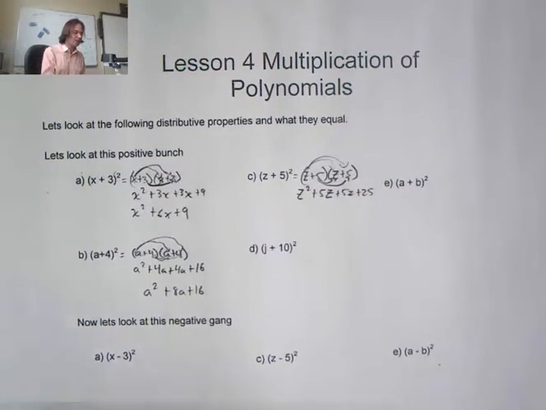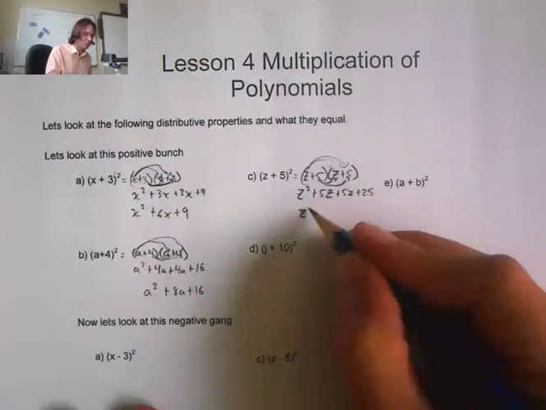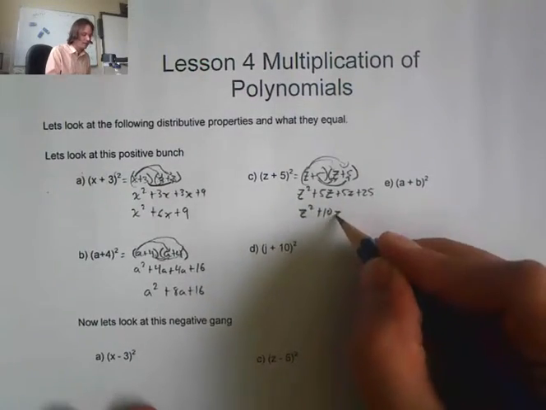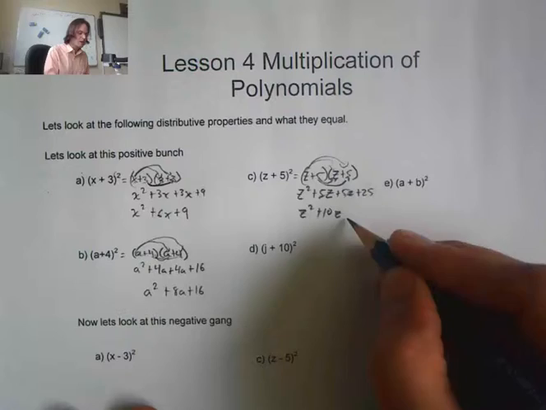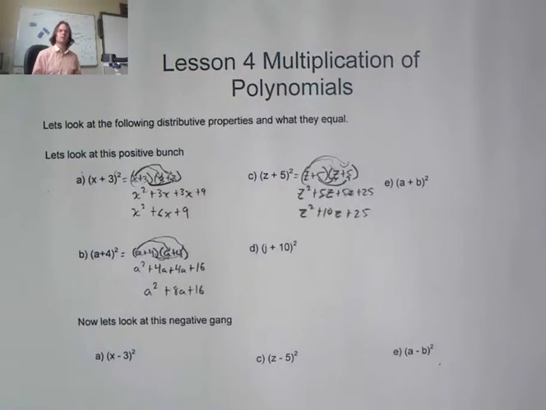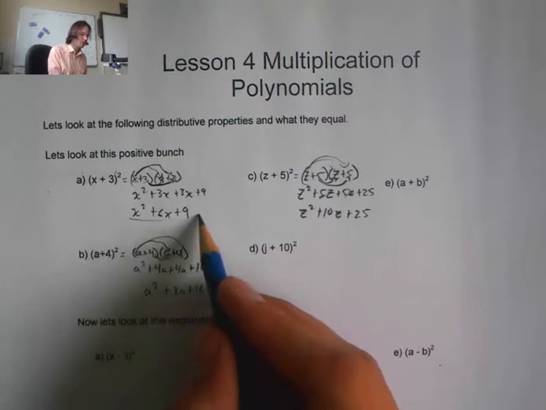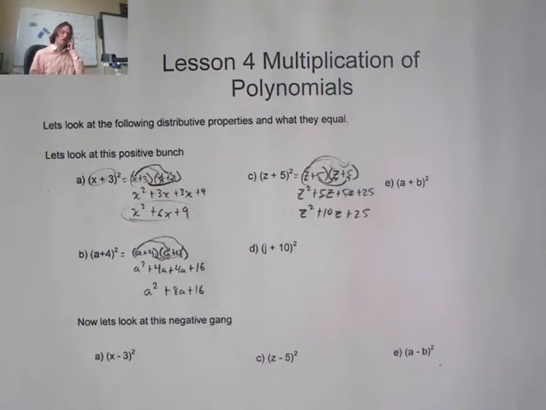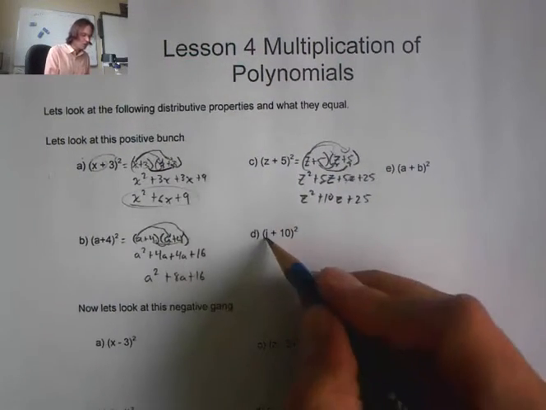Now I combine all these together. What am I going to get? I'm going to get z squared plus 10z. Right? 5 plus 5 is 10, plus 25. Well, we're starting to get a little bit of a pattern here. Look at how these equal to those. So let's just try my last one here. See if we can get the pattern.